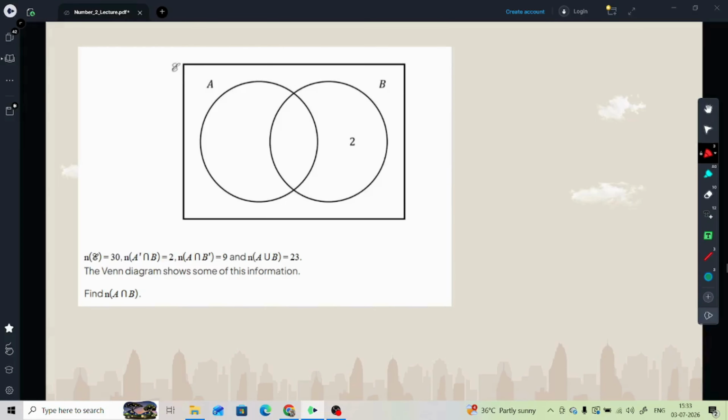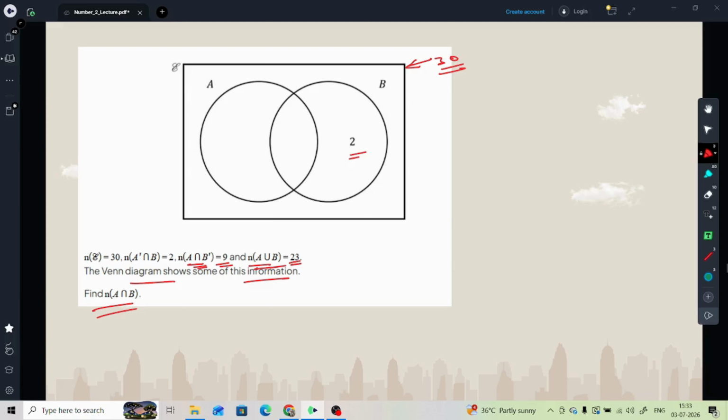Yeah, this one also. Let's do it quickly. So here it says that the number of elements in universal set is 30. Number of elements in A intersect B complement is 2, and number of elements in A intersect B complement equals 9. And number of elements in A union B equals 23. And the Venn diagram shows some of this information. One piece of information is given to us. It is asking you to find the number of elements in A intersect B.